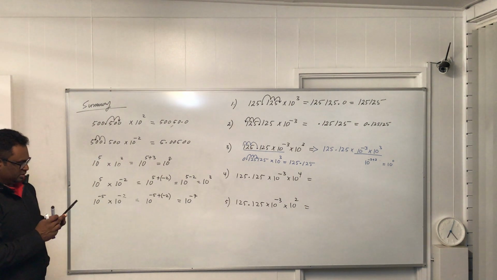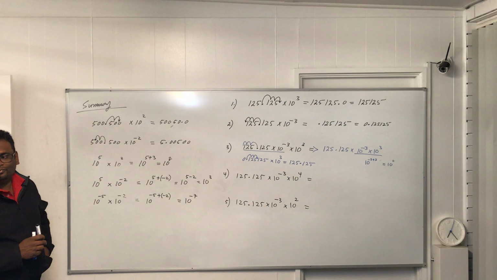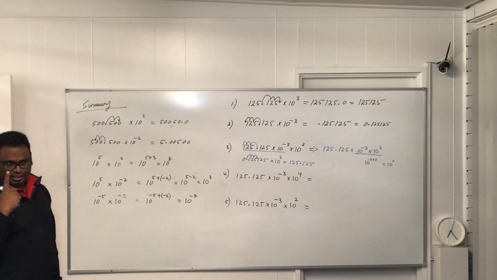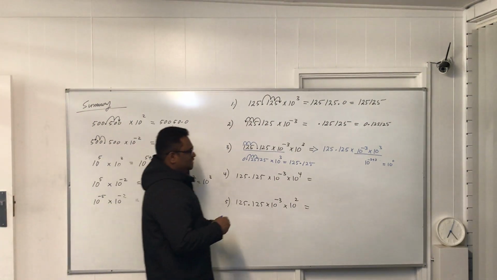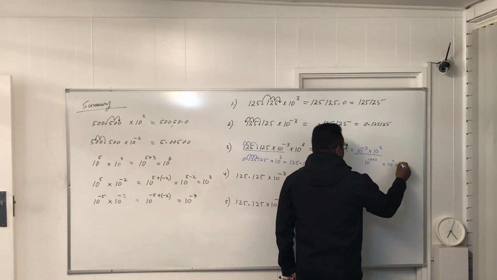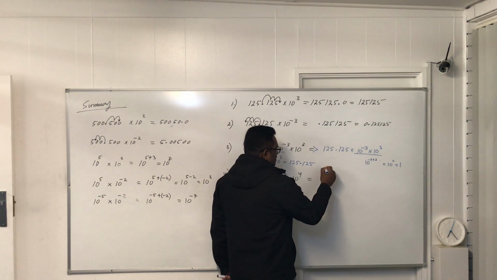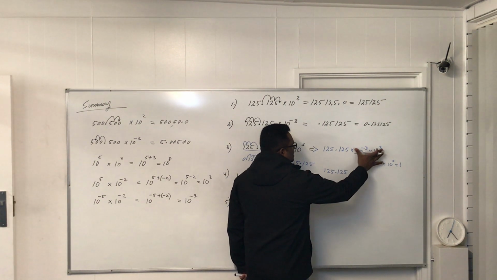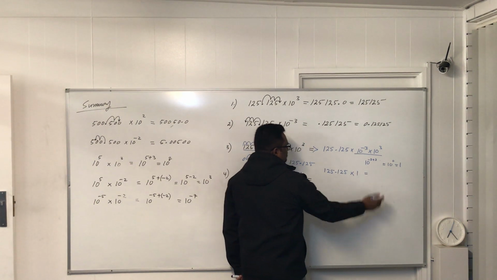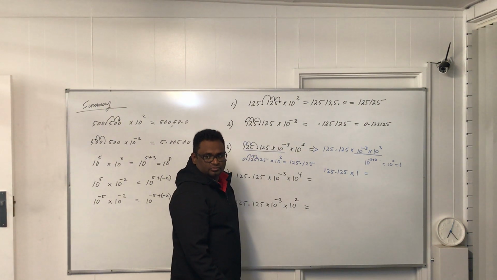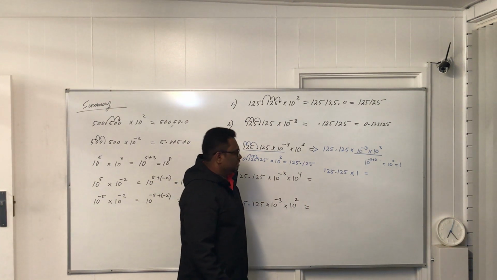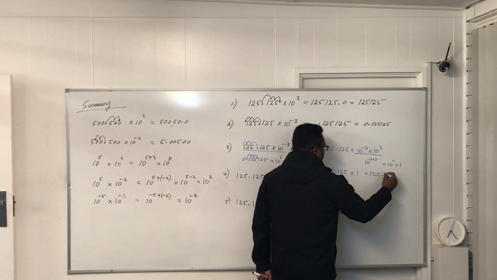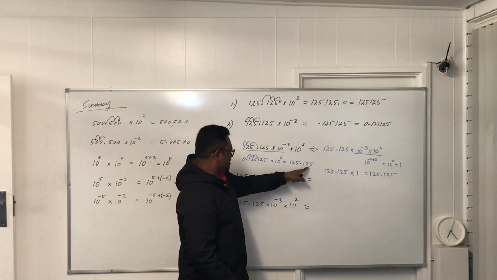Then 10 to the power 0 is what? Anything to the power 0 is 1. So this is going to be 1. Then you can say 125 times this, which gives you 1, so I put 1 here. Anything multiplied by 1 is the same thing, so the answer is 125. Do you get the same answer?